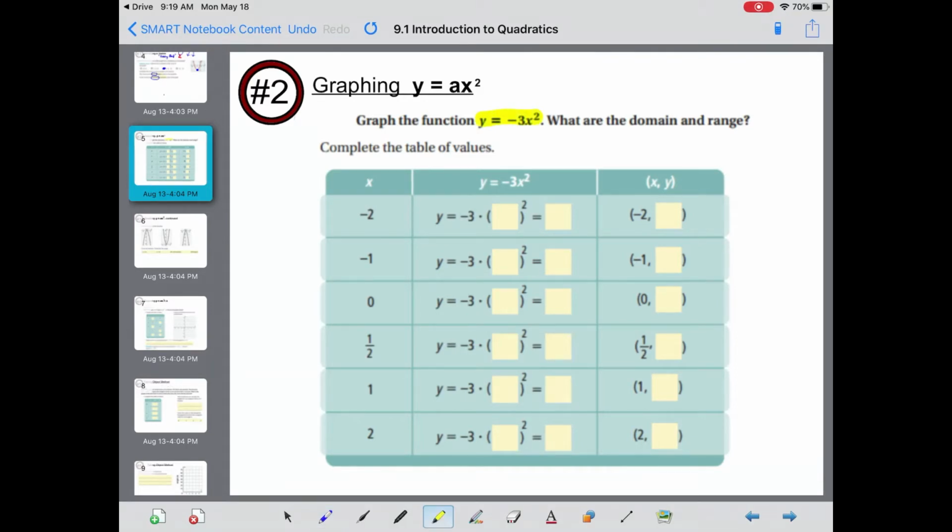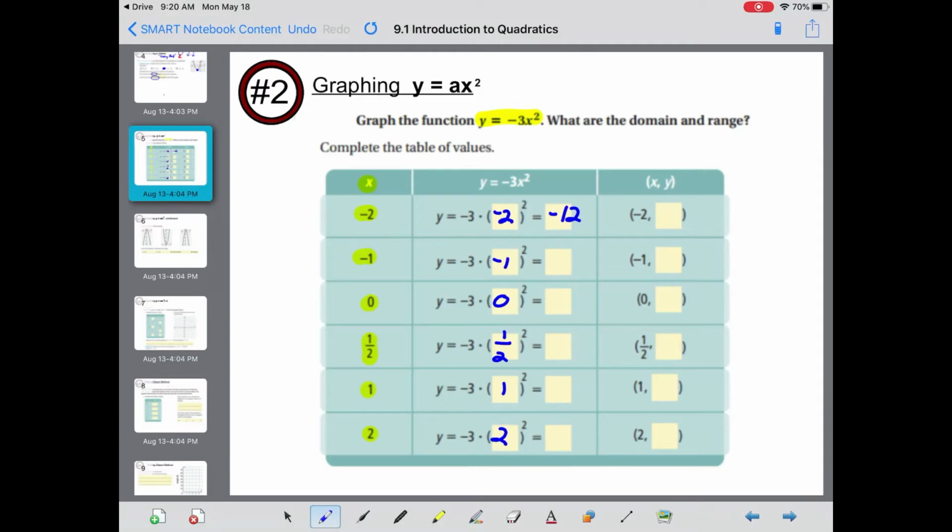All right, graphing y equals ax squared. Graph the function y equals -3x squared. So they're giving us a bunch of different values for x, and they want us to plug those into the equation. So go ahead and fill them in: -2, -1, 0, 1/2, 1, and 2. Okay, so now all you have to do is simplify.